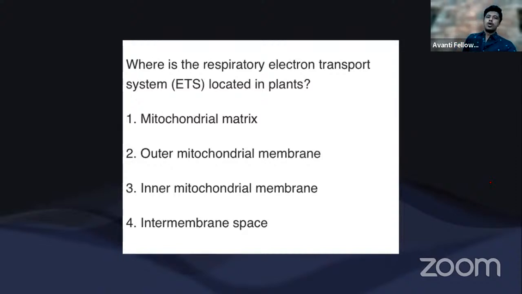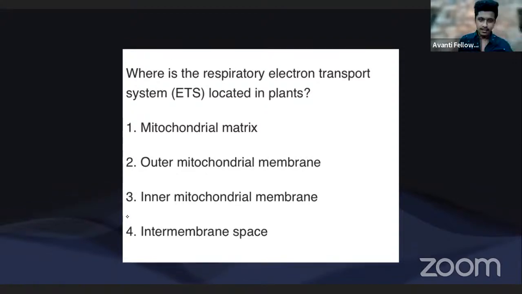Now, where is the respiratory electron transport system located in plants? In plants, where is it located? Mitochondrial matrix, outer mitochondrial membrane, inner mitochondrial membrane, or intermitochondrial space. Where is the respiratory electron transport present in a plant cell? Very interesting question, isn't it? So see how nicely they confuse you. You have an answer for this? Hopefully. Let's wait.